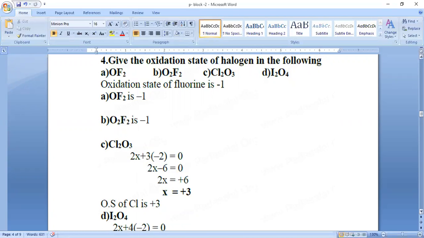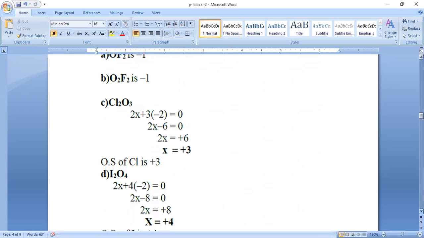Next, I2O4. We are going to calculate the oxidation state of iodine. Two iodines are there, so we take 2X, plus 4 into the oxidation state of oxygen, which is -2. So 4 into -2 gives -8, equal to 0. The -8 moves to the other side and we get +8. So X is equal to +4. So +4 is the oxidation state of iodine in the I2O4 molecule.